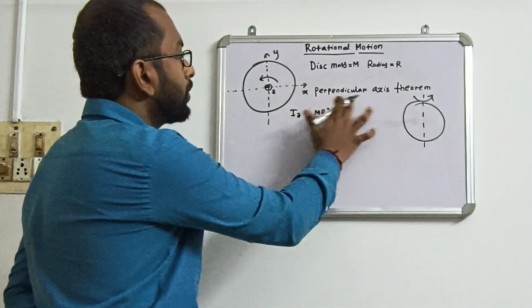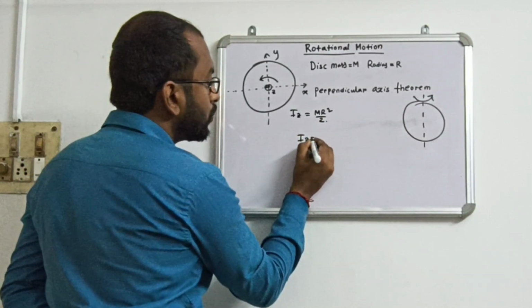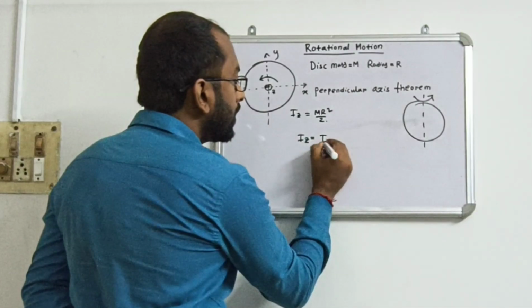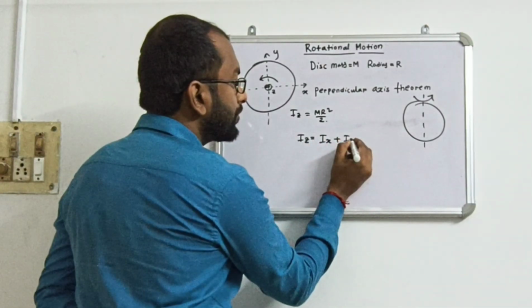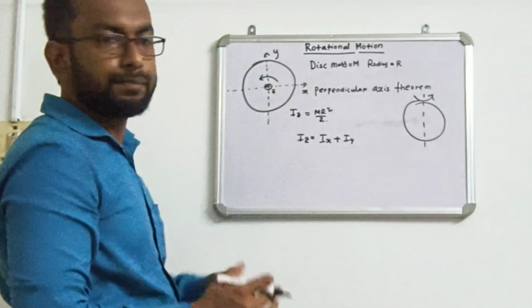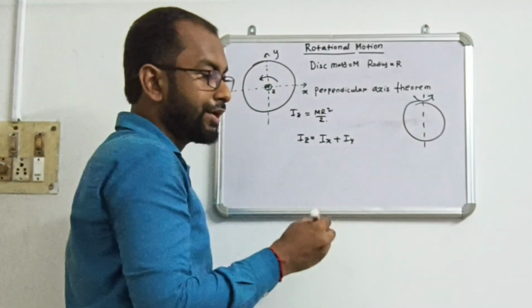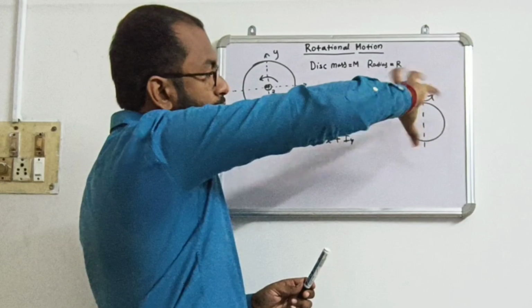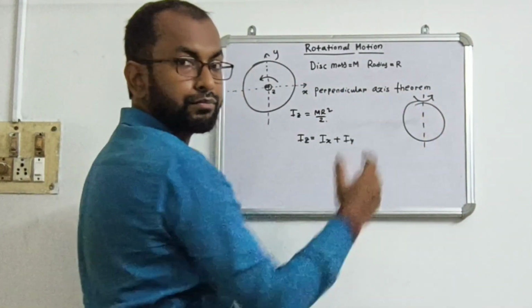Now, this perpendicular axis theorem says Iz, the moment of inertia with respect to the z axis, will be the sum of the moment of inertia with respect to the x axis and the moment of inertia with respect to the y axis. Now we have defined x and y axis like this. Basically we are interested in the rotational property of a disc if it is rotating like this, not with respect to the z axis, but rotating like this.